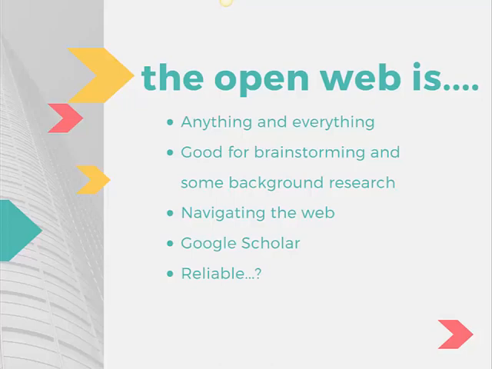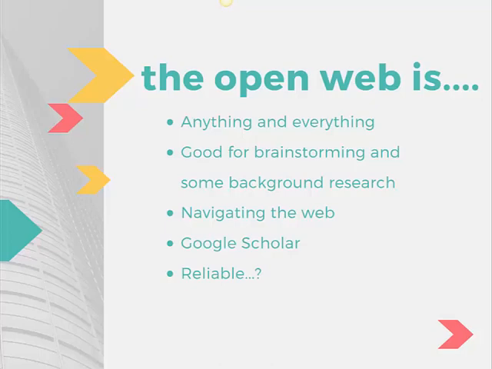I do like to mention Google Scholar. So Google Scholar is sort of a search within Google that has more of that scholarly information on it. Usually it does have that peer-reviewed information. However, some of it could still be behind a paywall. So just because you can find it on Google Scholar doesn't necessarily mean that you will be able to access it.